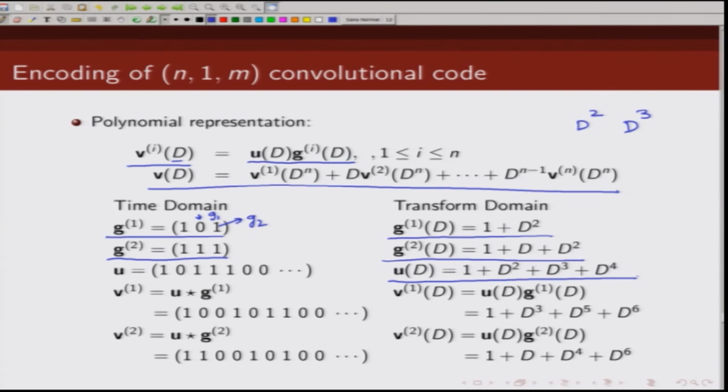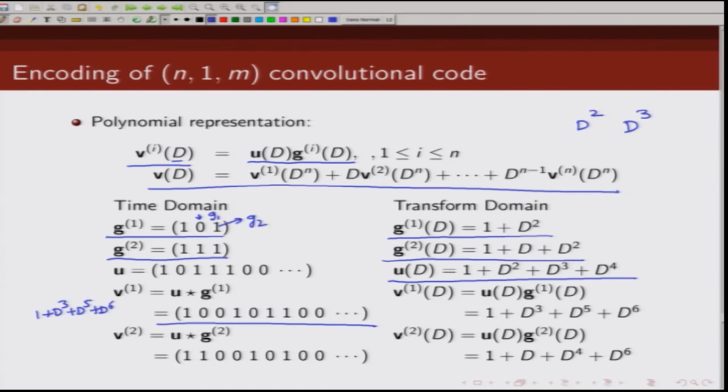Now, the discrete convolution of the information sequence with this G1 is basically given by this, and if I write this in delay operator form, it will be 1 plus D square, D cube, plus D4, D5 plus D6. And what is U of D? U of D is given by this, G1 of D is given by this. So let us multiply these two. So what do we get?